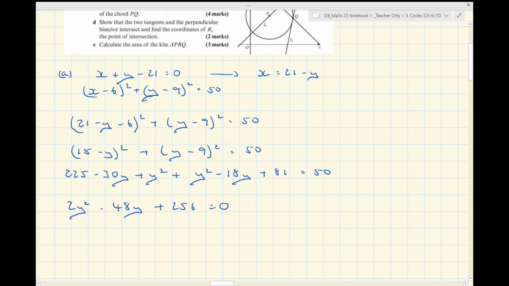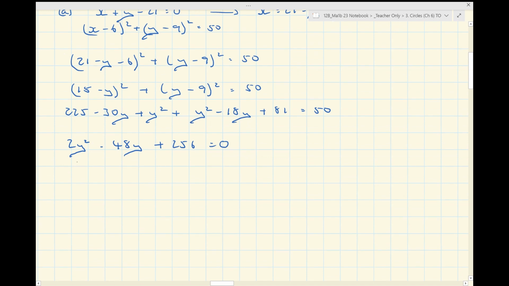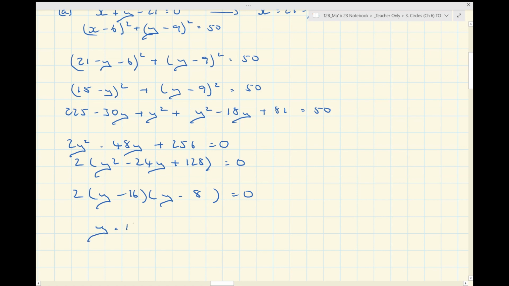Now I've set my quadratic equal to 0. I'm going to factorise it. Start by taking out a 2. 2 lots of y squared minus 24y plus 128. And now I need to factorise that. y and y. It's going to have a minus and a minus. Multiply to 128 and add to 24, 16 and 8. Good. So my solutions are that y equals 16 or y equals 8.